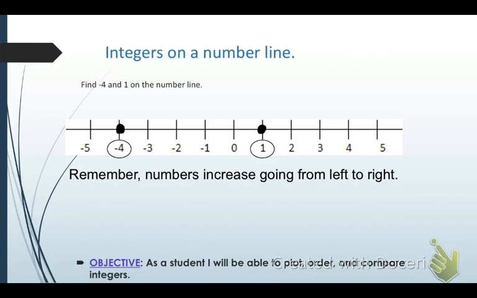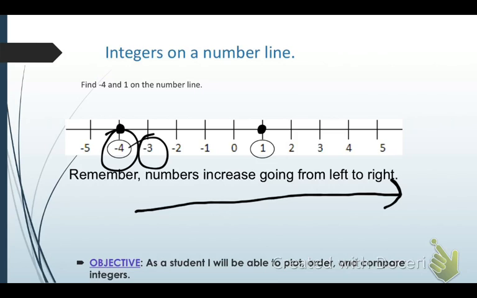Okay? Now, there's a little hint here. Remember, numbers increase going from left to right. That means any number to the right is bigger than the ones on the left. Okay? So, -4 is bigger than -5. -3 is bigger than -5. -2 is bigger than -5. And -1 is bigger than -5.